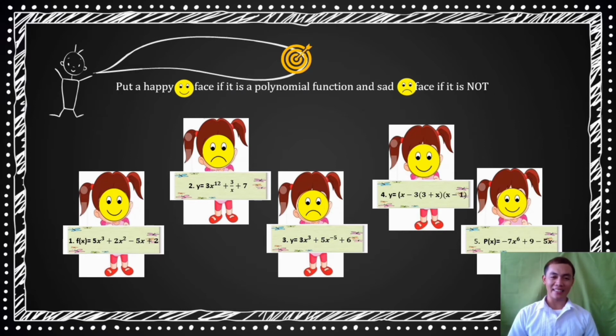Number 1, yes, happy face, which is a polynomial function. Number 2, a sad face, which is not a polynomial function. Number 3, a sad face also, which is not a polynomial function. And number 4, a happy face, because it is a polynomial function. And last, number 5, a happy face because it is a polynomial function. I hope you get it right, my dear students. Have you understood? Yeah, of course. Now let's proceed.